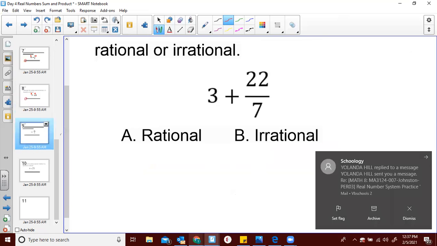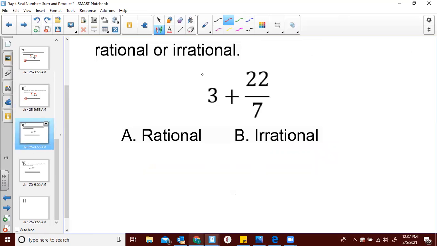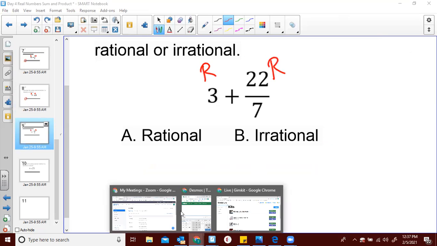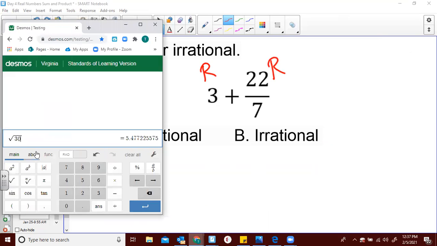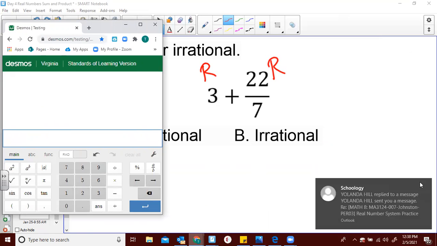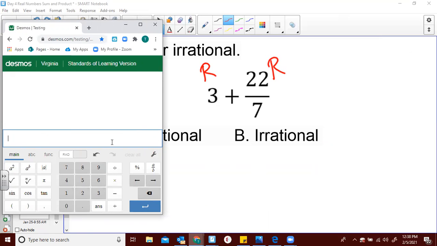All right, now here's a good one for you. We know that 3 is rational, right? Because it's a whole number. Well, and a natural number, right? It's a counting number. And we know that 22 over 7 is rational because it's a fraction, right? And that's the definition of rational numbers. But I saw a lot of people doing this. And what they want to do is come into Desmos and be like, oh, let me try this. 22 divided by 7. And they get this big, ugly looking decimal.